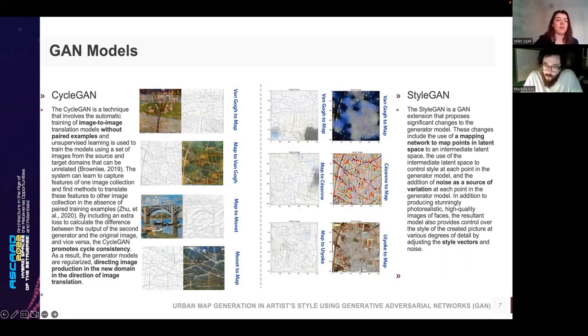These changes include the use of a mapping network to map points in latent space to an intermediate latent space, the use of the intermediate latent space to control style at each point in the generator model, and the addition of noise as a source of variation at each point in the generator model.